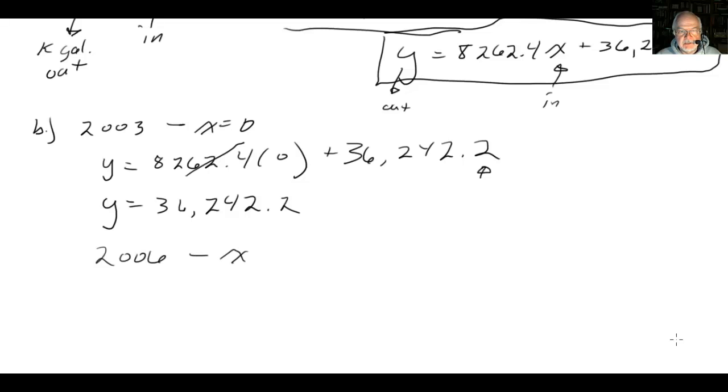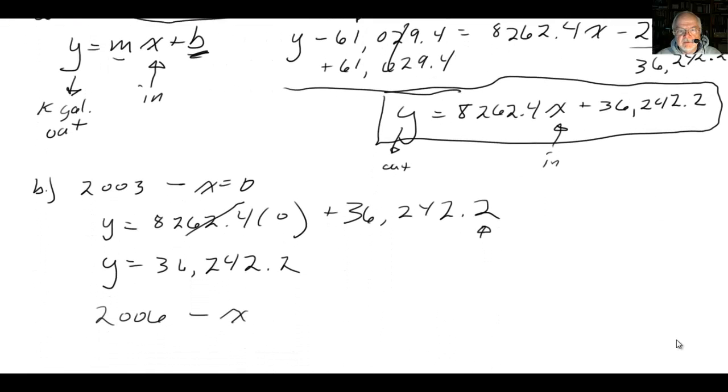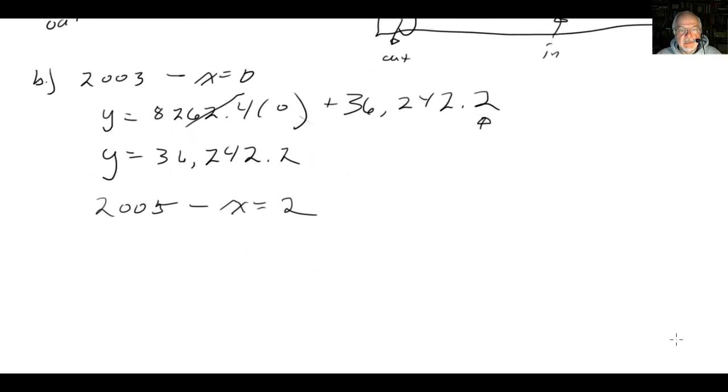So next year is 2006. Well, no, it's not 2006. Got to make sure I get the problem right. It's 2003. It's important when you're doing a word problem to get the right numbers. So let me erase this. Sorry, 2005. All right, in 2005, x equals what? Well, in 2003, it's 0. Add 2 years, and it's 2005, so x equals 2.